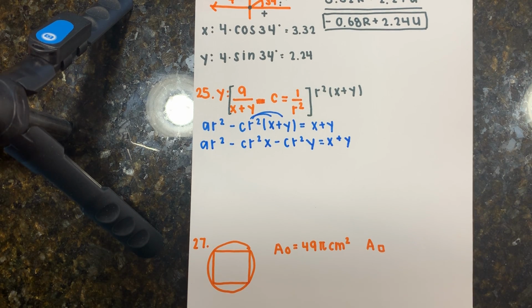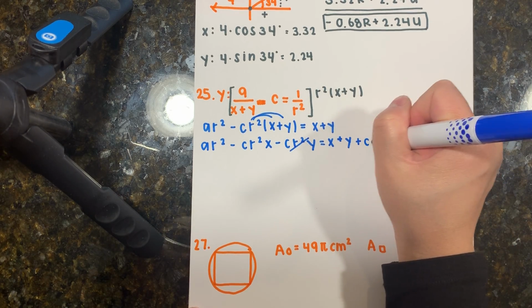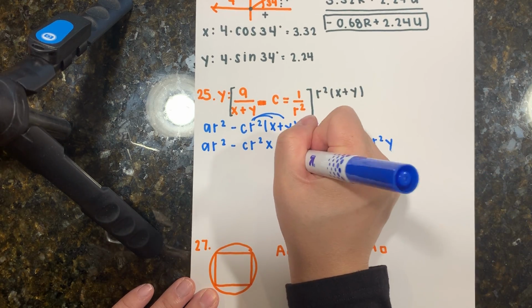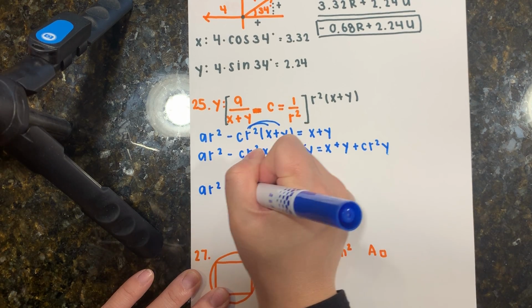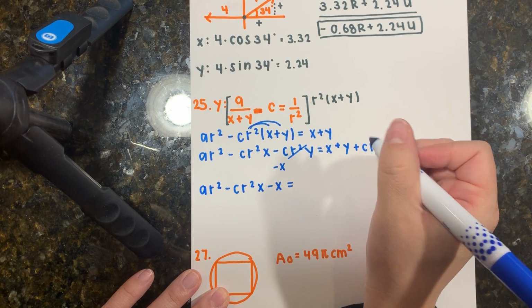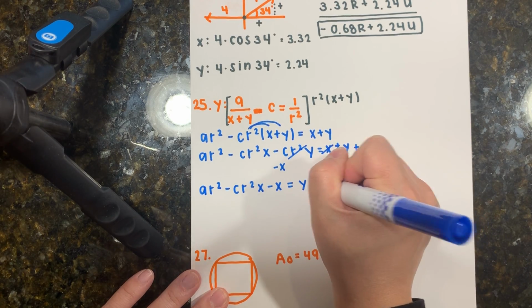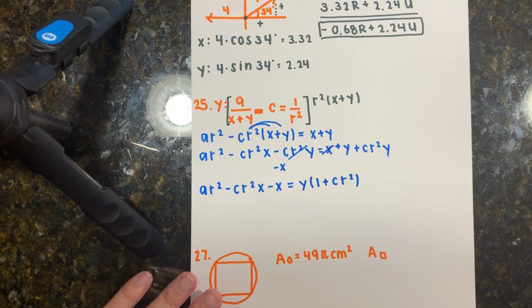Now we're solving for y, so anything that contains a y, I'm going to move to one side, which means I'm going to move the c r squared y to the right-hand side by adding it, and then I'm going to move the x to the other side by subtracting it. So on the left-hand side, I would have a r squared minus c r squared x minus x equals, I got rid of the x, and I'm going to factor out a y, so it'd be y times 1 plus c r squared. So I factored out a y out of both of those terms.